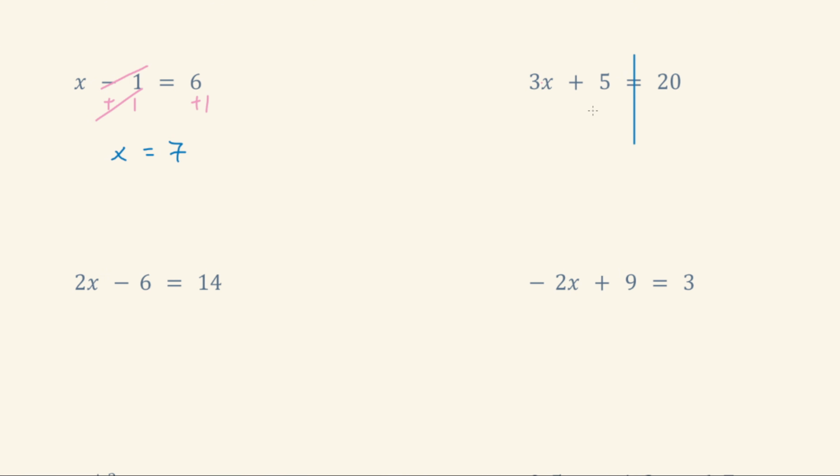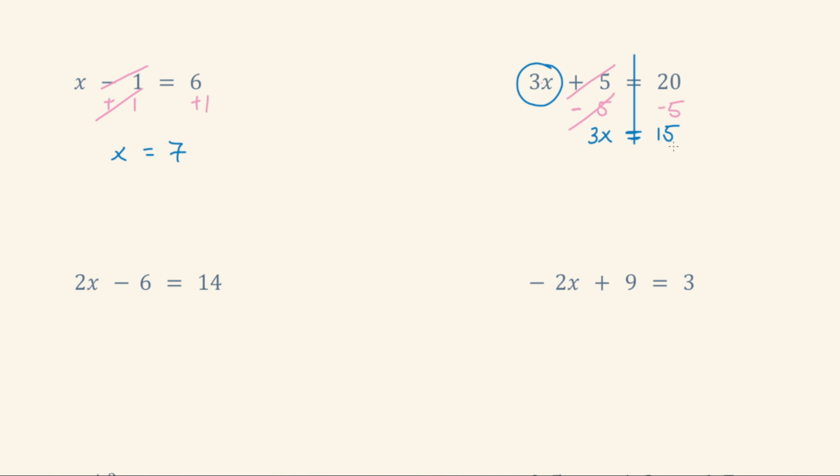So what's the opposite of plus 5? We've practiced this enough already. It's minus 5. I also have the minus 5 on that side as well. So this is going to cancel out, okay? So what I'm left with then is 3x, right? We're just left with 3x on the left side. And that's going to be equal to 20 minus 5, which is 15.